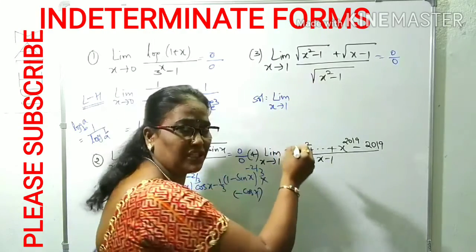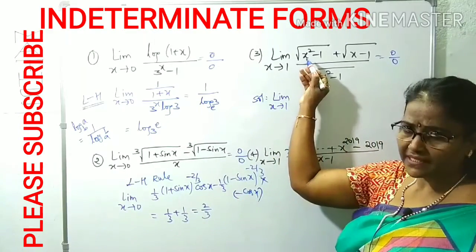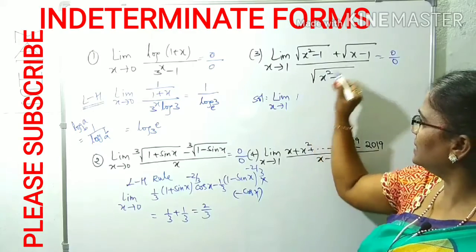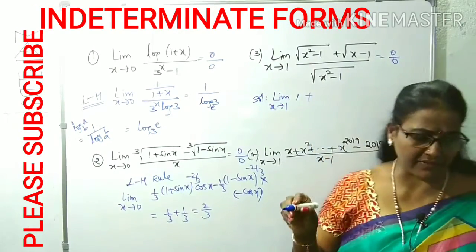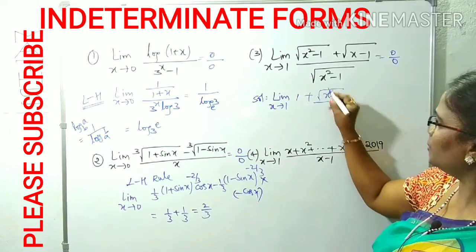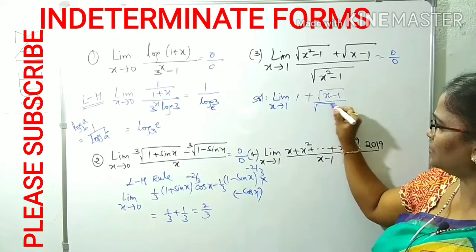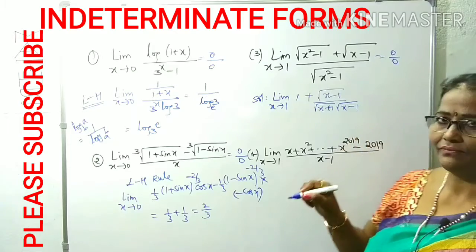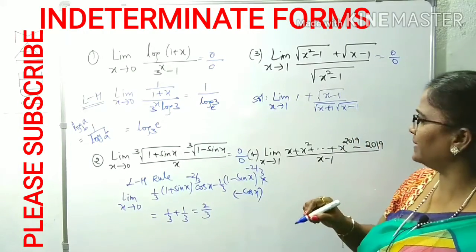Shall I make the separation of terms? What is the first term here? Root over x square minus 1 by root over x square minus 1, both get cancelled, becomes 1. In the second term, what is the second term? Root over x minus 1 by down, what is there? Root over x square minus 1, shall I write? Root over x plus 1 into root over x minus 1. You know, a square minus b square, we can write a plus b into a minus b. Like that we can write.